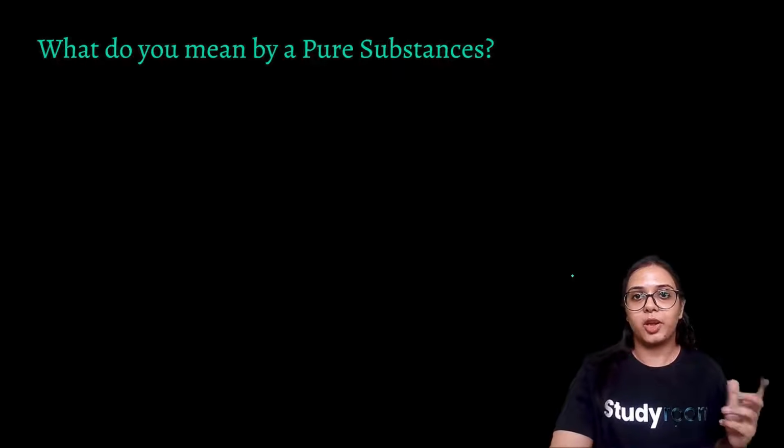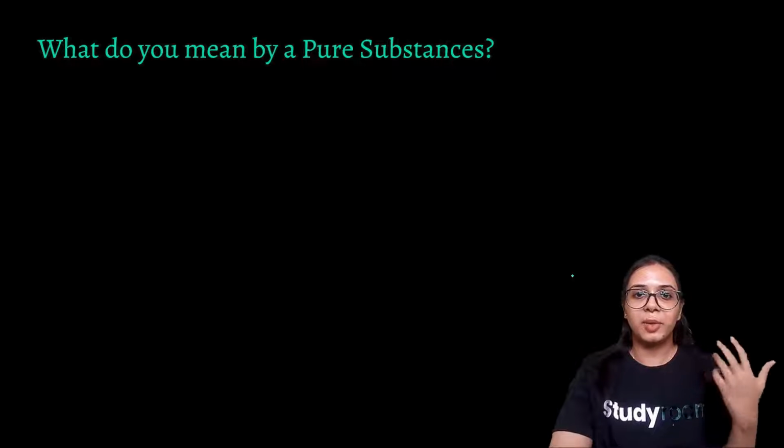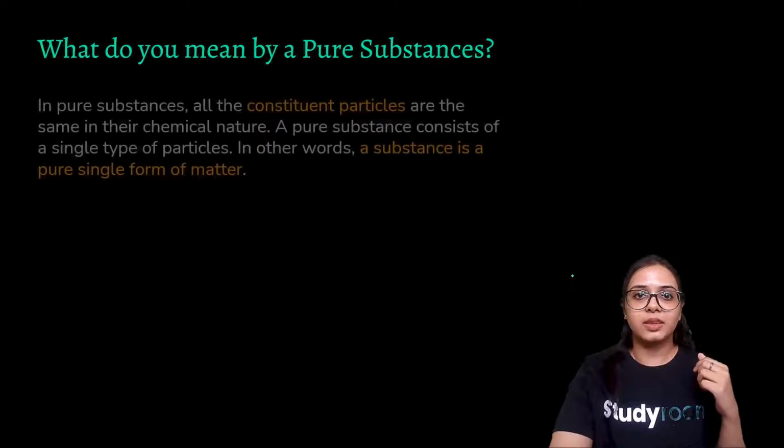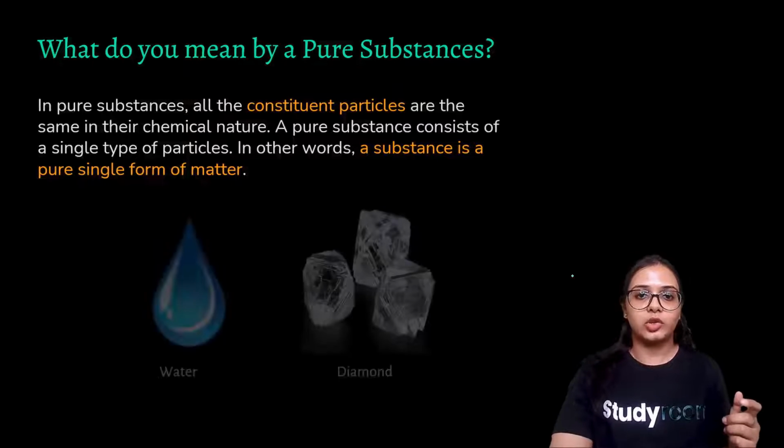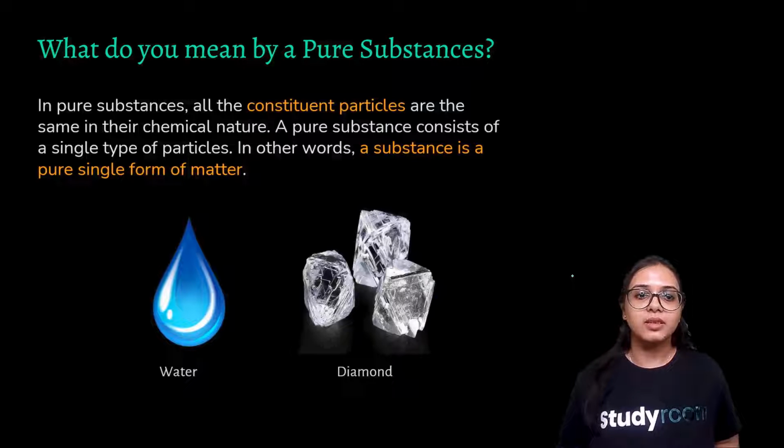What do you mean by a pure substance? Now, I have been talking about pure substances and mixtures. So what are these pure substances? Let's find out. In pure substances, all the constituent particles are the same in chemical nature. A pure substance consists of a single type of particles. In other words, a substance is a pure, single form of matter.